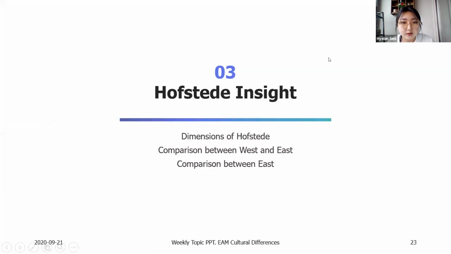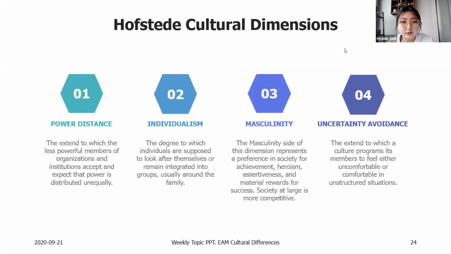And next, we're going to look at the Hofstede Insight more specifically with several qualified journals from the Scopus. So before starting the precise description about it, there are 4 typical dimensions. We have 2 more, but we're just going to focus on the 4. The first one is power distance, and this is the extent to which the less powerful members of organizations and institutions accept and expect that power is distributed unequally.